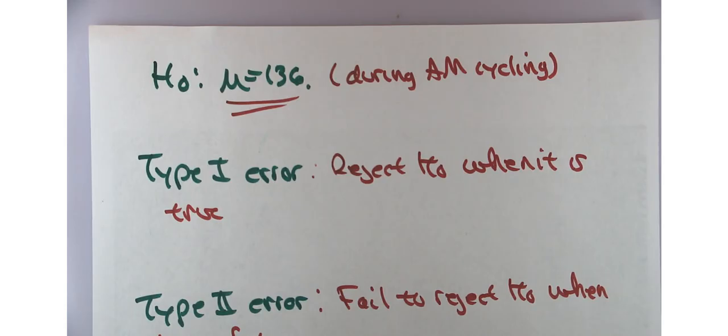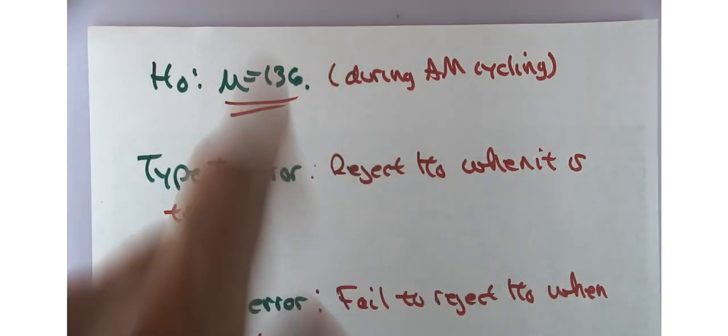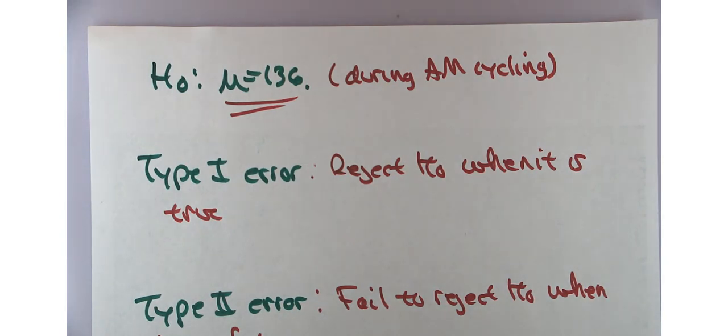Now, there's a lot of different ways you can state those things, just as long as you're telling me the two things I want to know. If H naught is true or false, and what your decision was that made it a type 1 or type 2 error. Okay, anything else?